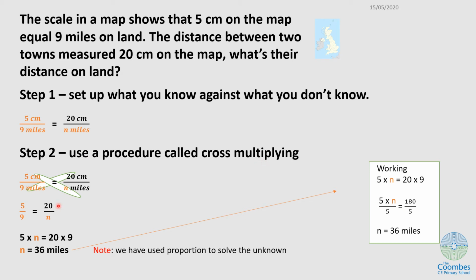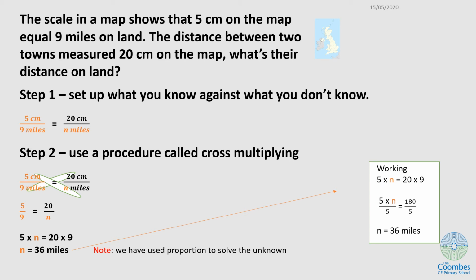So if I do that, let me use it here. 5 over 9 equals 20 over n. And if we cross multiply, we have 5 times n, which is here, and then 20 times 9, which is here. Now we know this already, so come with me, let's do the working here. Now 5 times n equals 20 times 9. These are values, so we can work that out. 20 times 9 is 180. But we cannot multiply an unknown with 5, so it's 5n.